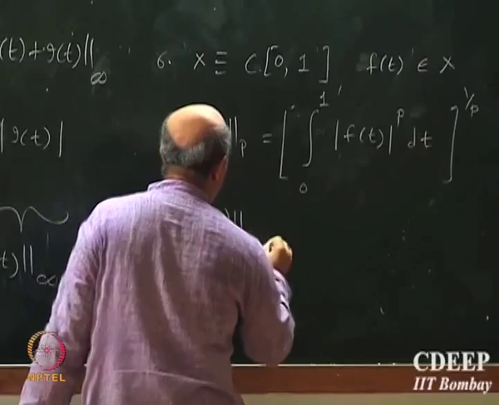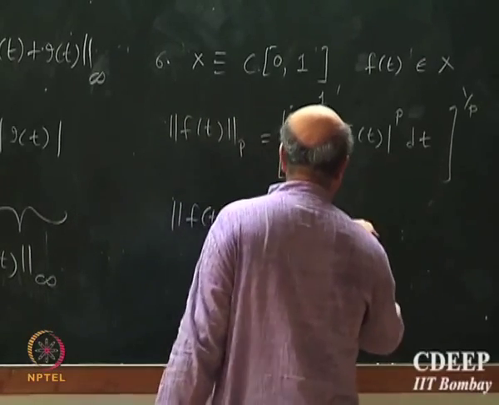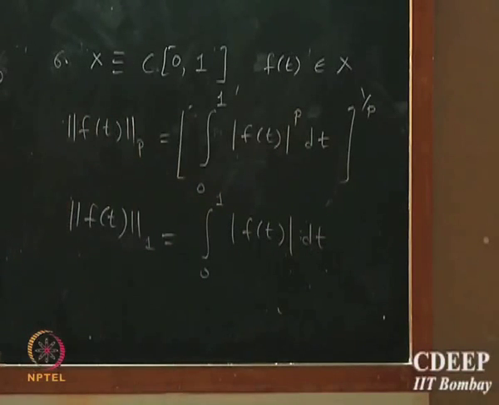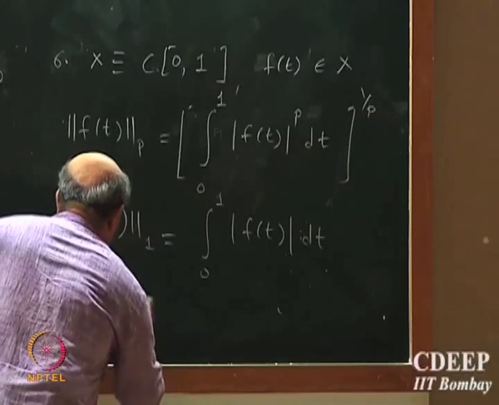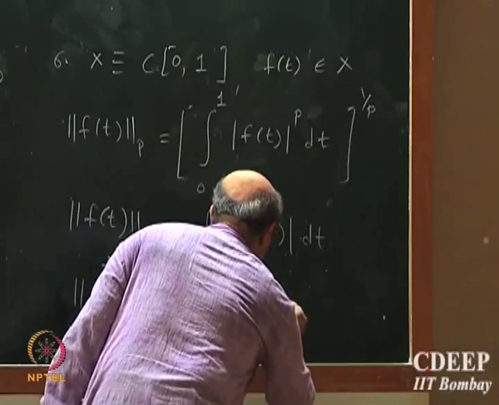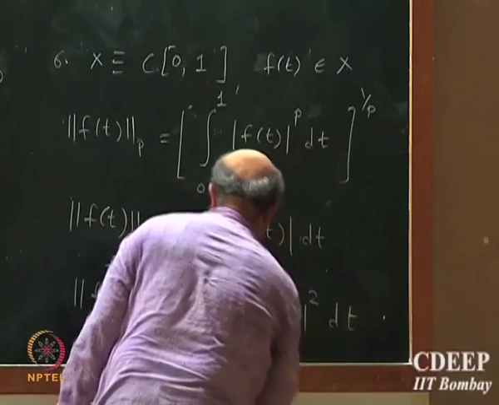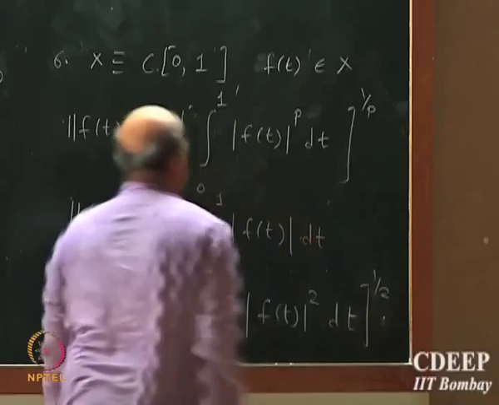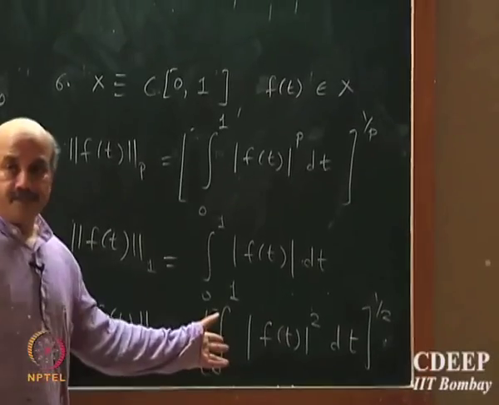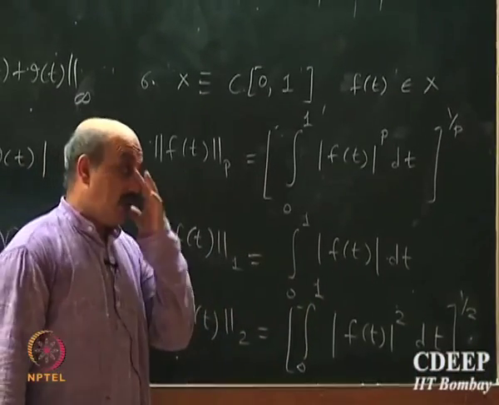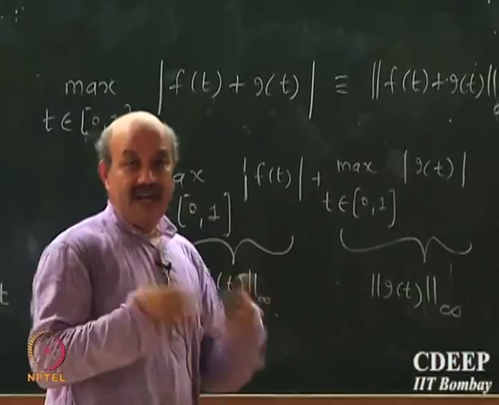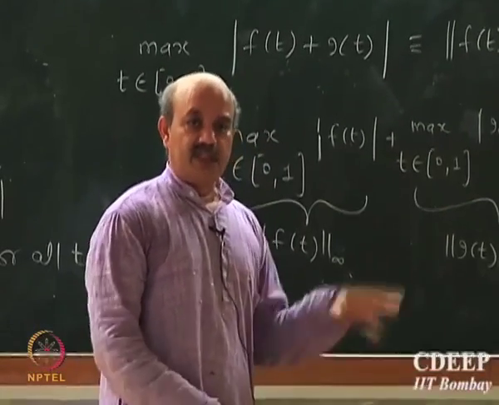The one norm of f(t) would be integral 0 to 1 mod f(t) dt, and the 2 norm is integral 0 to 1 mod f(t) square dt whole raised to half. Okay, so this is extension of the ideas from n dimensions to a set of continuous functions, an infinite dimensional space.